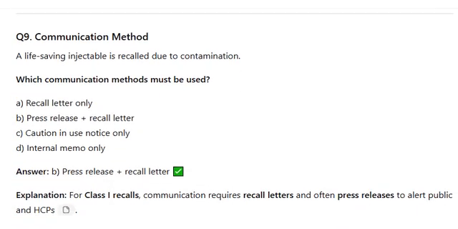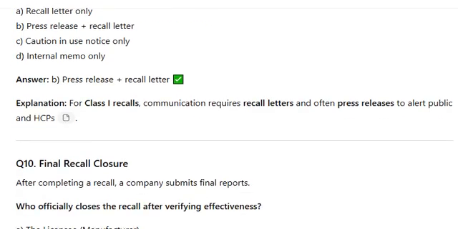Q9. Communication method. A life-saving injectable is recalled for contamination. Which communication methods must be used? A. Recall letter only. B. Press release plus recall letter. C. Caution in use notice only. D. Internal memo only. Answer: B. Press release plus recall letter. Explanation: For Class 1 recalls, communication requires recall letters and often press releases to alert public and HCPs.